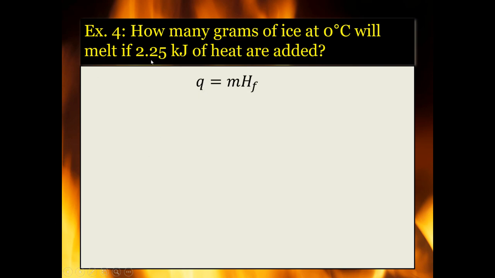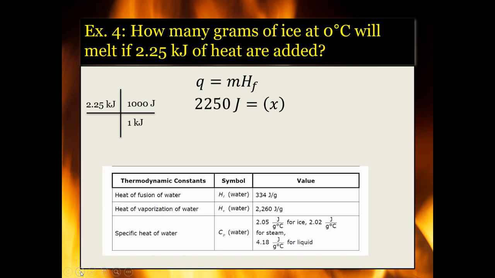Now when we are dealing with heat, our heat that we plug into this formula has to be in joules, not kilojoules. So the first thing that we want to do is convert those kilojoules. So 2.25 kilojoules, for every 1 kilojoule, there are 1,000 joules. So that's going to give me a value of 2,250 joules. In this case, we are looking for the mass, so that's going to be my x. Now we need to find the value for HF. Again, going to the front page of our reference table, we see HF is 334, so we'll plug that in right there. So when we divide that, we get that we would have 6.74 grams of ice.